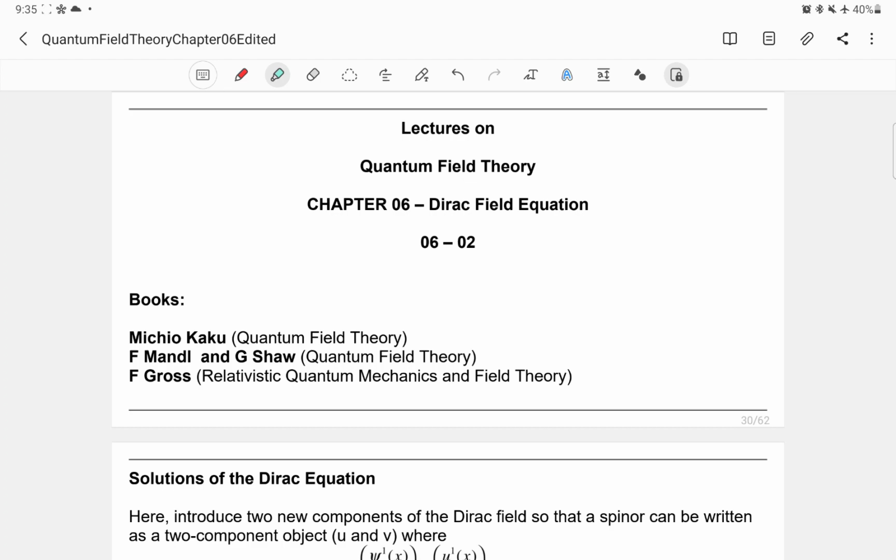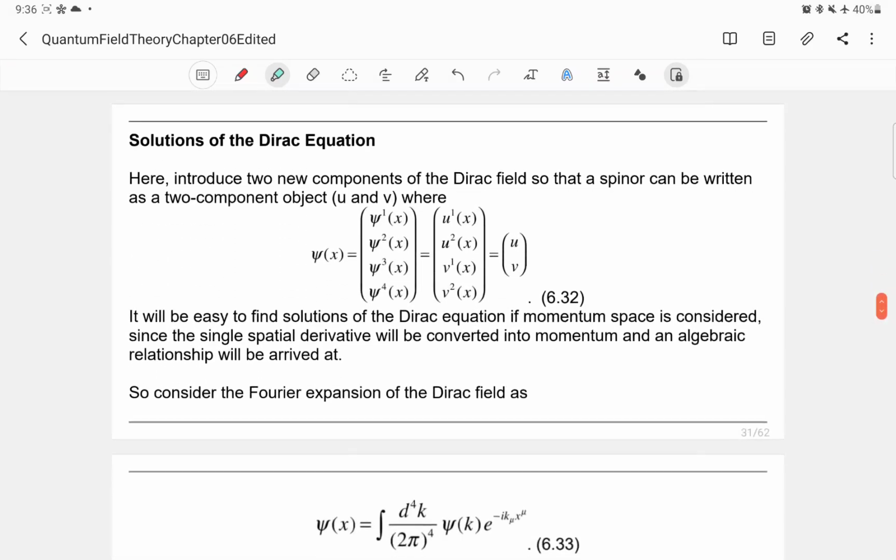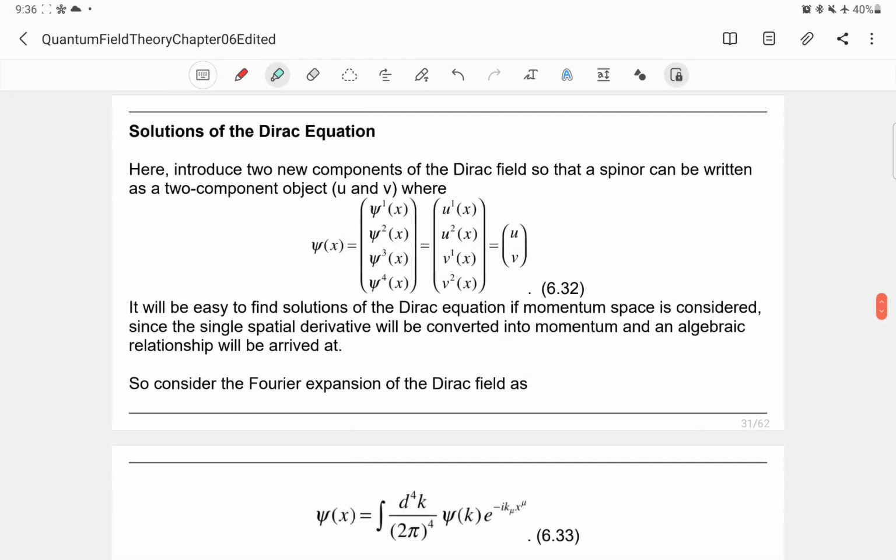Having discussed the Dirac equation and its properties, together with the Dirac matrices and the traces of the Dirac matrices, we will now proceed to solutions of the Dirac equation. Here we introduce two new components of the Dirac field: the particle component and the antiparticle component, U for the particle and V for the antiparticle.